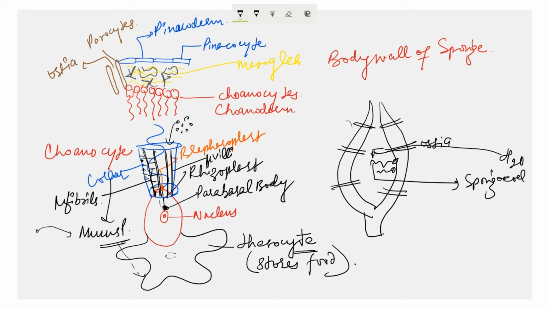Then after that, it will pull out the water from the collar, and that water will move out from this opening called osculum.